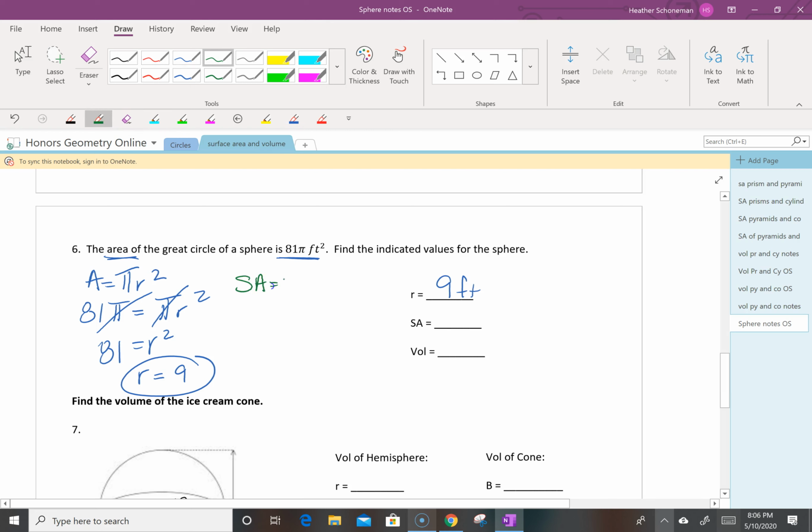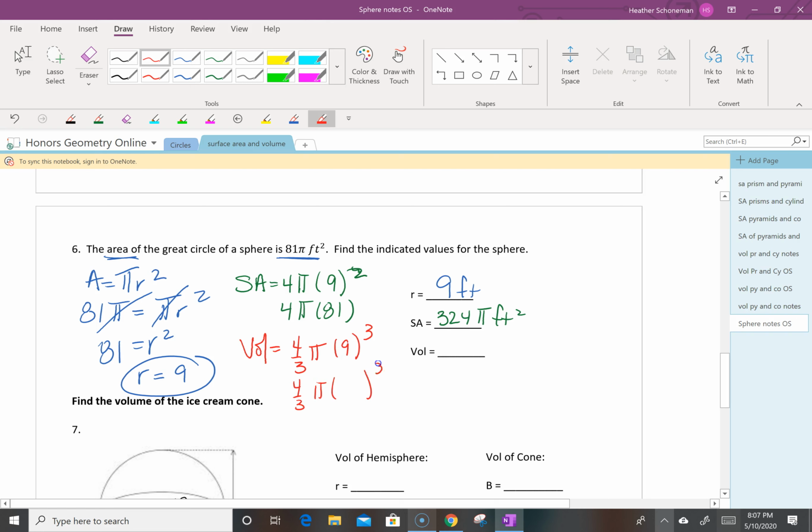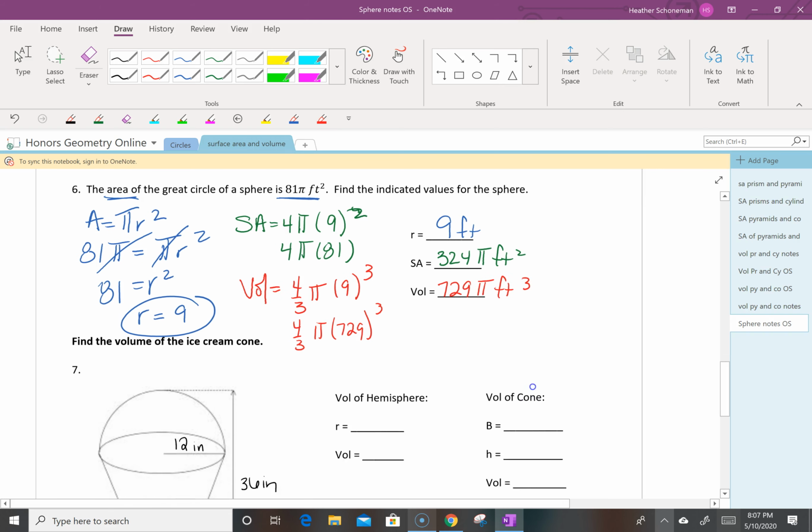So your surface area is 4 pi times 9 squared. So 4 pi times 81. 4 times 81 is 324 pi feet squared. The volume is 4/3 pi times the radius cubed. 9 cubed, 729. So we get 729 pi feet cubed.